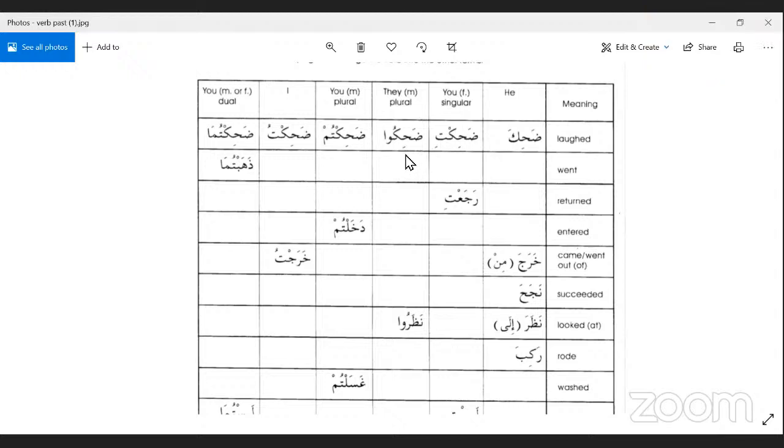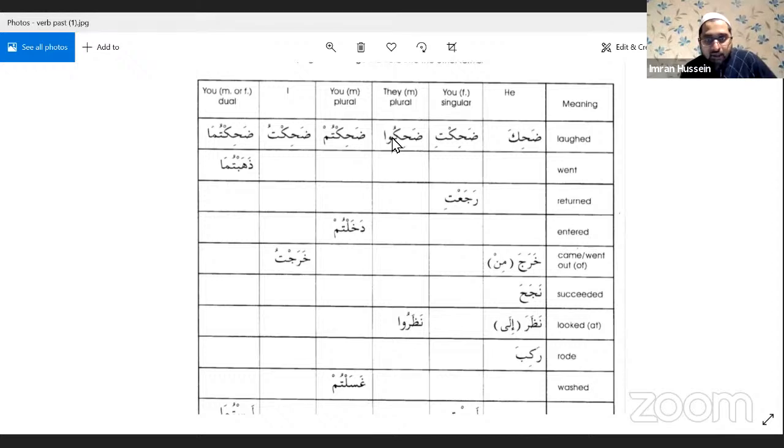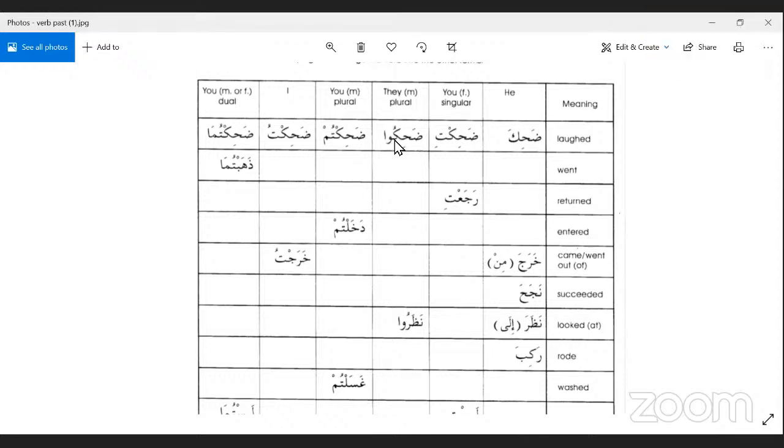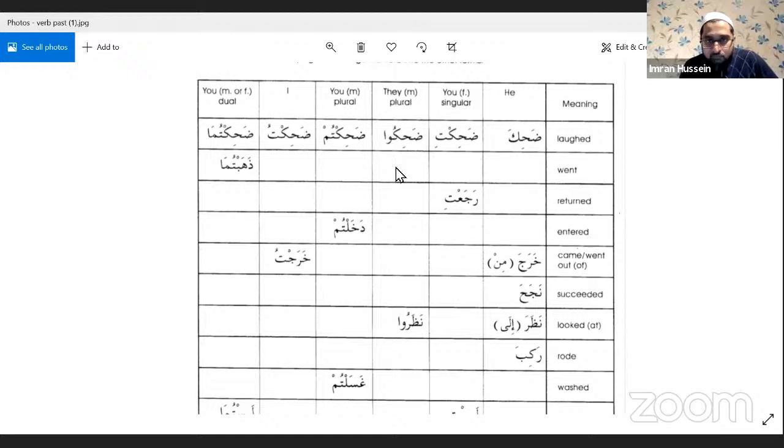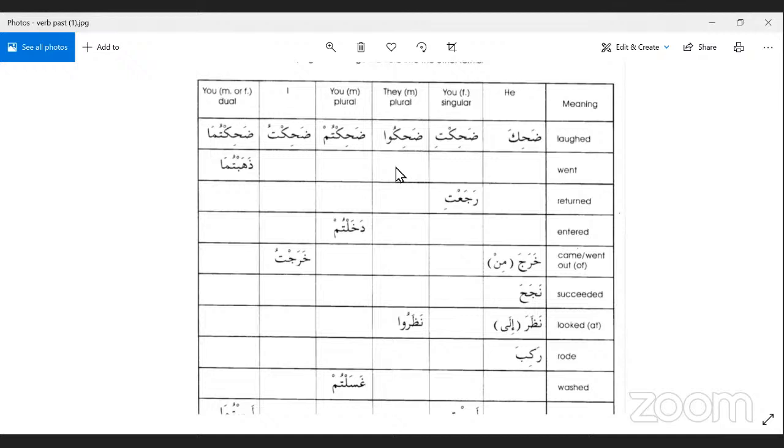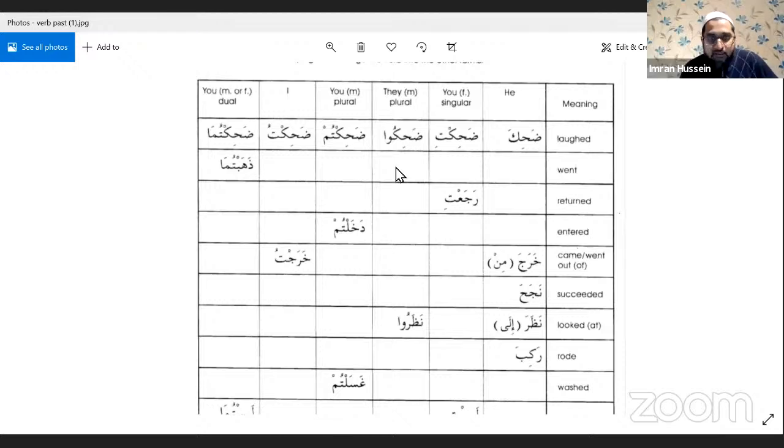Okay. So you female singular would be dhahabti. Excellent. They male plural would be dhahab, and see now the ba, it's got a dhamma. So put the ba with a dhamma as well now. Dhahabū. What would that translate to? Dhahabū would be they male went. Excellent.